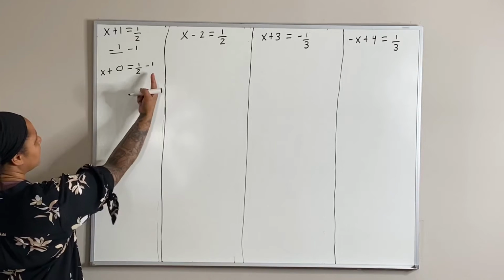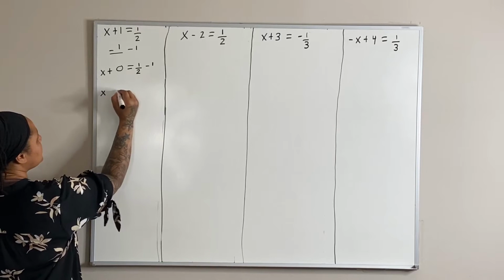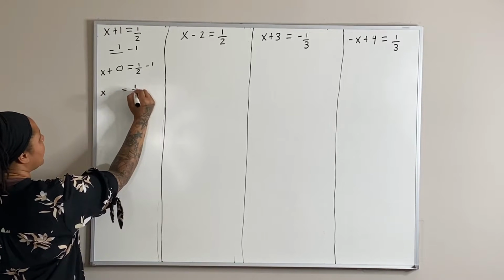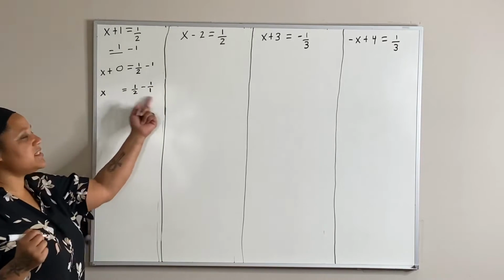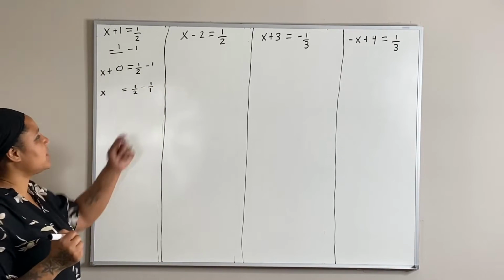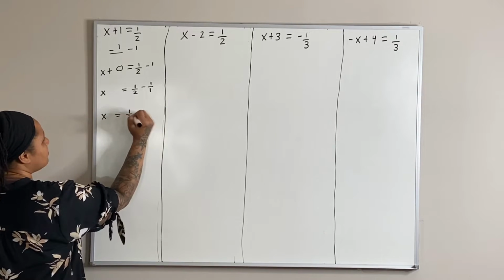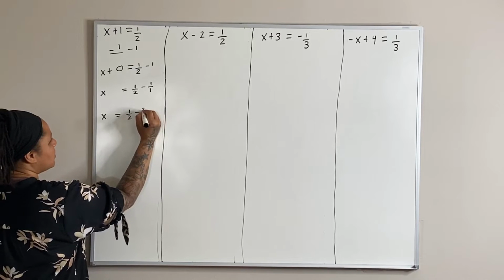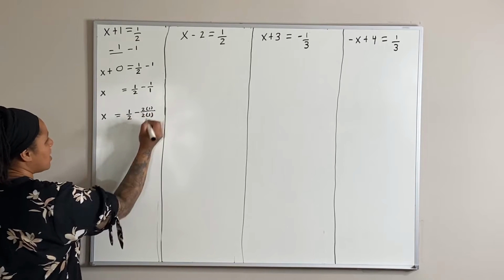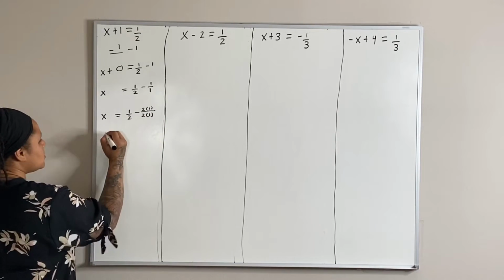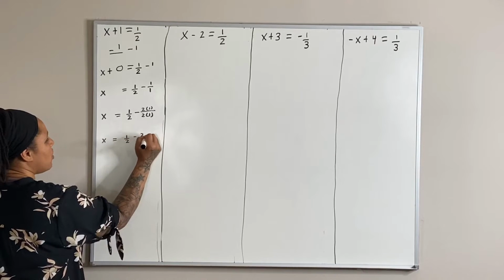So I'm going to go ahead and give this one here a denominator of 1. So we have x is equal to 1/2 minus 1/1. We need a least common denominator, right? Our least common denominator is 2. So I'm going to say x is equal to 1/2 minus, and I'm going to multiply the top and the bottom by a 2 to give us a least common denominator. So now we have x is equal to 1/2 minus 2/2.